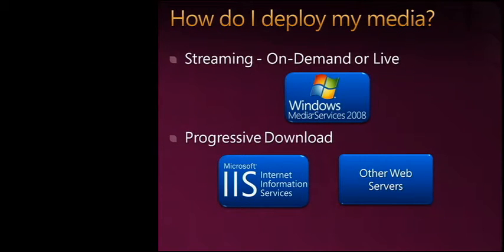Another way, obviously, is to just use a regular web server. So whether you're using an IIS server, which can also be installed on Windows Server 2008, for example, or any other web server, say an Apache server, basically all you do is take your media file, put it up there, point the media element to that file, and we'll download it, and as soon as there's enough data, we'll begin playback.